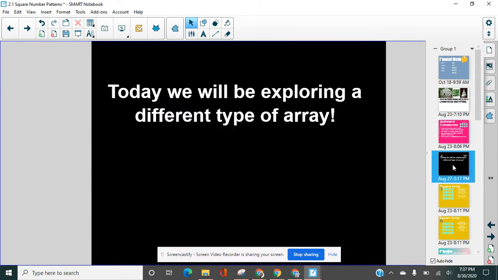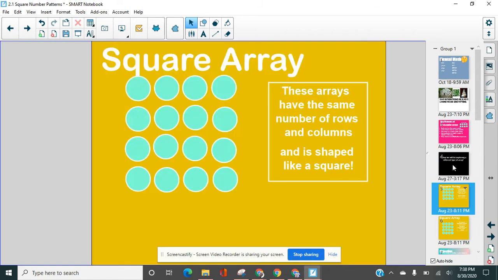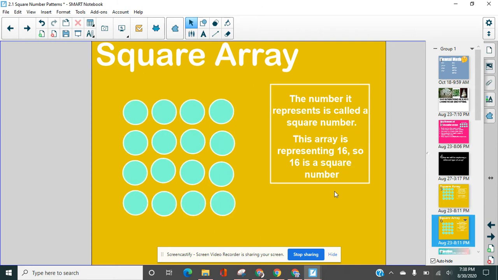So today we're going to be talking about a special type of array, right? It's a special rectangular array called a square array. Okay, and square arrays are always going to have the same number of rows and columns, so it's shaped like a square. Now, this square, right, represents a square number. So we know that 4 times 4, we can count these up and get 16. 16 is a square number. So any number that can be divided up into a square array is a square number.